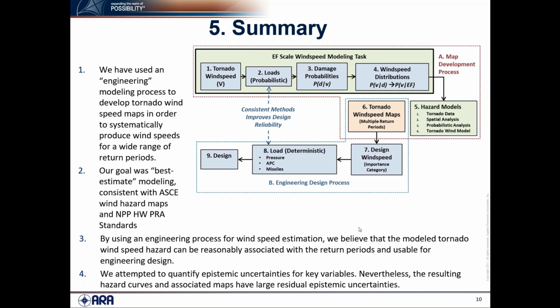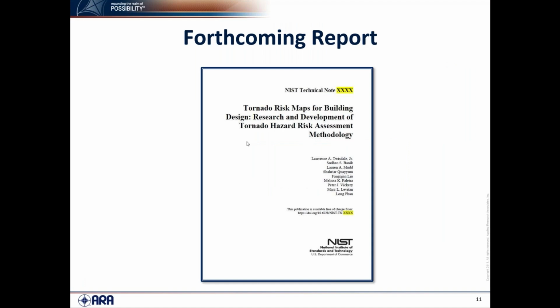By using engineering process for wind speed estimation, we believe the modeled wind speeds can reasonably be associated with these return periods usable for engineering design, and we've attempted to quantify the epistemic uncertainties or the modeling uncertainties for key variables. Nevertheless, resulting hazard curves and associated maps have large residual epistemic uncertainties. So with that, we have coming out later this spring or this summer, a major technical report from NIST, led by ARA and my colleagues from NIST, and that will be publicly available.